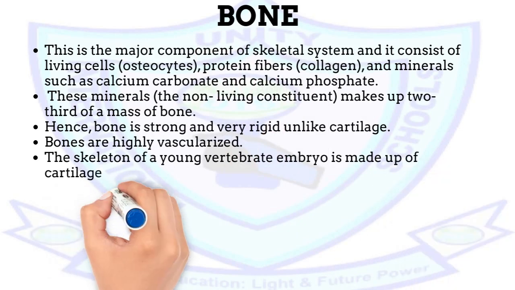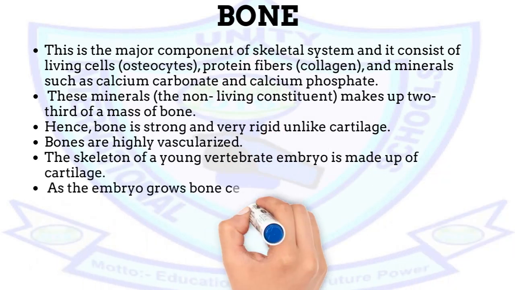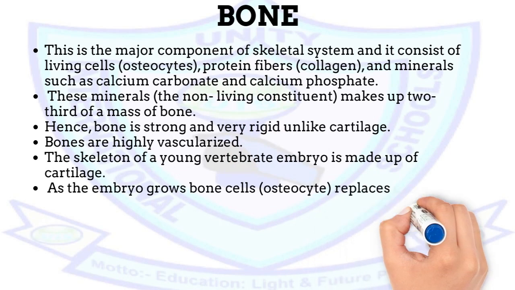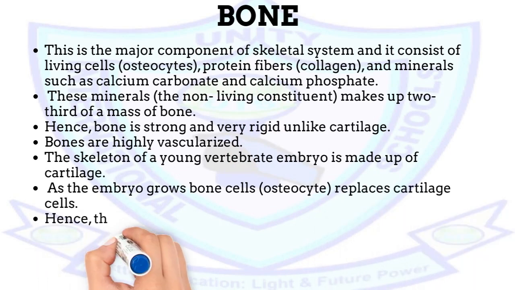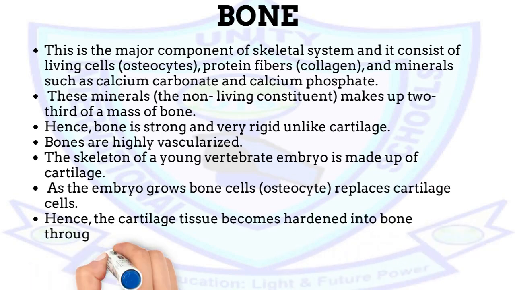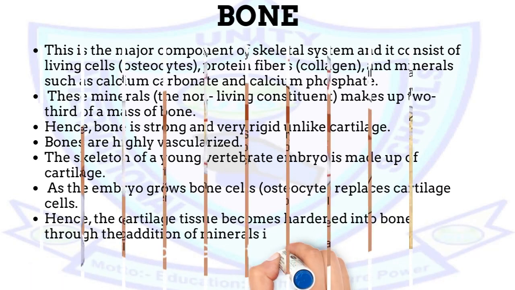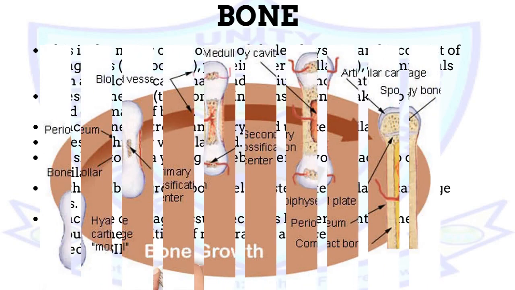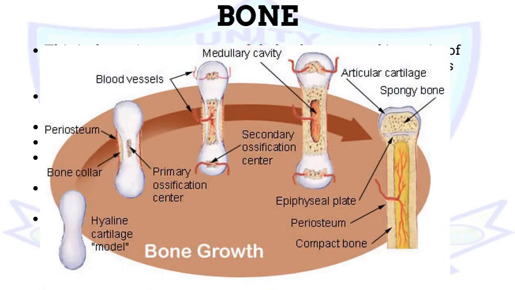The skeleton of a young vertebrate embryo is made up of cartilage. As the embryo grows, bone cells, osteocytes, replace cartilage cells. Hence, the cartilage tissue becomes hardened into bone through the addition of minerals in a process called ossification, as displayed.